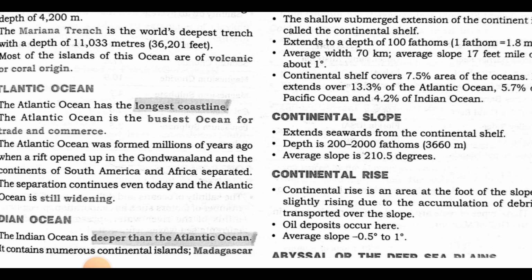Atlantic Ocean. The Atlantic Ocean has the longest coastline. The Atlantic Ocean is the busiest ocean for trade and commerce. The Atlantic Ocean was formed millions of years ago when a rift opened up in Gondwanaland and the continents of South America and Africa separated. The separation continues even today, and the Atlantic Ocean is still widening.